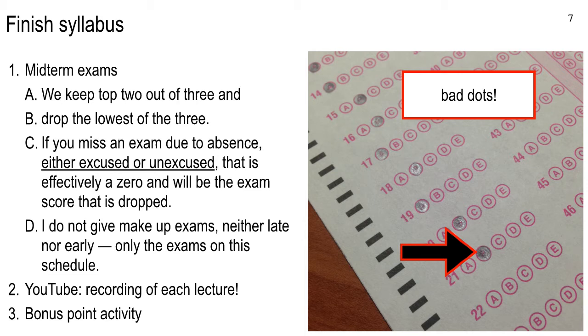Another bonus point activity, and this one is not in the syllabus. I forgot to put it in there, but I'll mention it verbally to you right now. If you score 75% correct on your iClicker questions for the semester, okay, you get 75% of them correct or more, you get 4 bonus points. Okay, and that's, let's see, 4 out of 250.